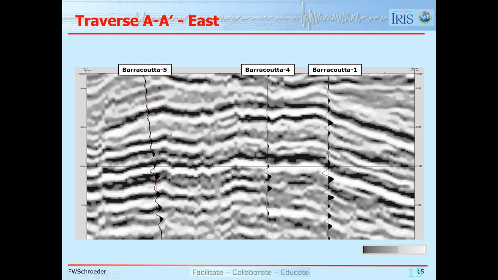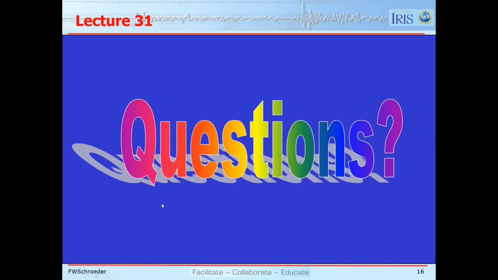And one thing I would point out is that the Barracuda 5 well is not a perfectly vertical well. It does have a little bit of deviation. This display shows you that we can display the modeled or synthetic trace even if the wellbore is not totally vertical. So that's the prepared statements for today.